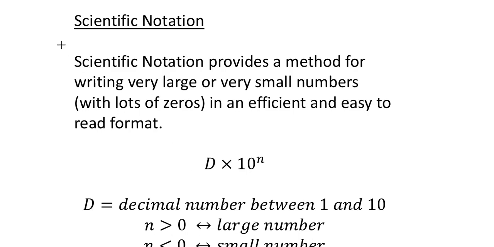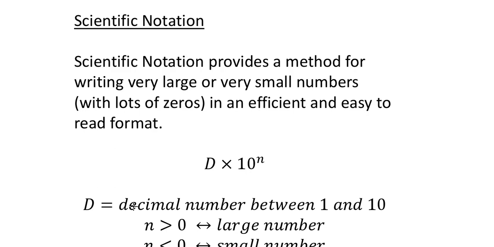So scientific notation provides a method for writing very large or very small numbers, especially ones that have lots of zeros, in an efficient and easy to read format. So that format is this: d times 10 to the power of n. That's the way we set up our numbers in scientific notation.